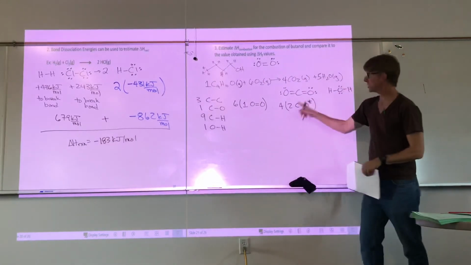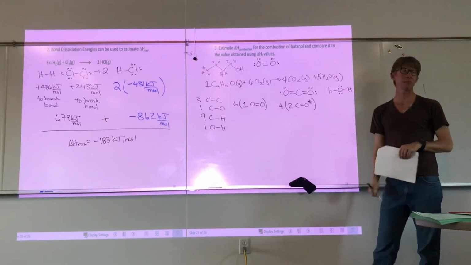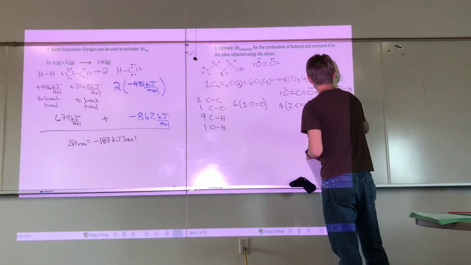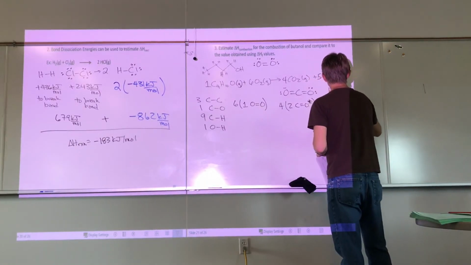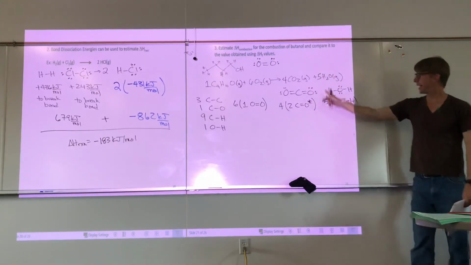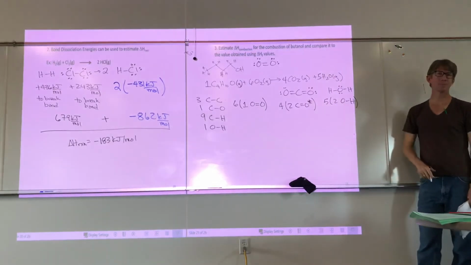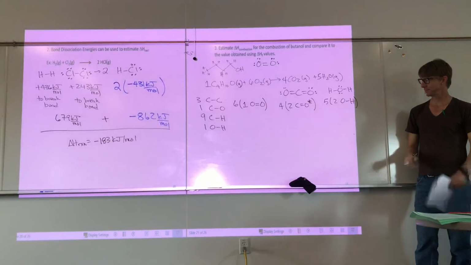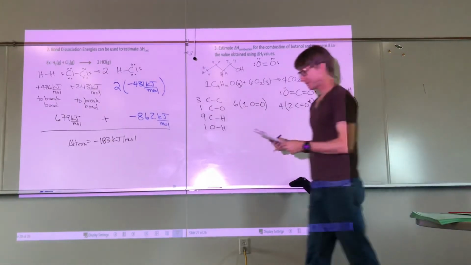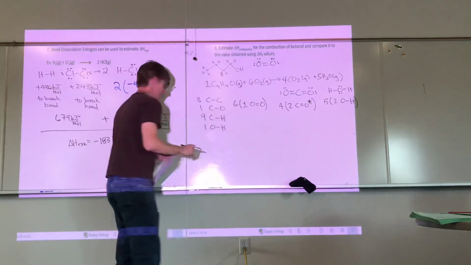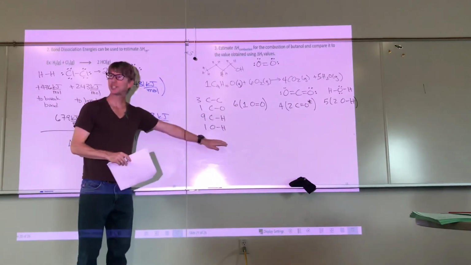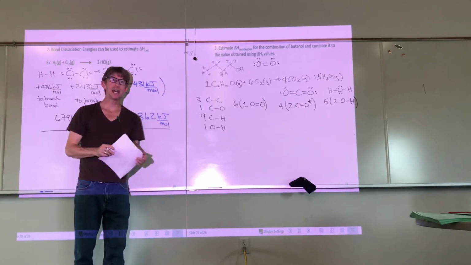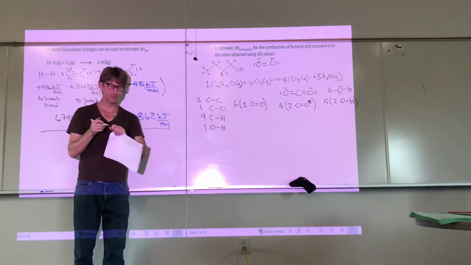You have 2 of them per molecule. You have 4 moles of molecules. The 4 goes right there. Five times 2 for the water O-H bonds. All right. Questions so far? If not, we'll roll right along.